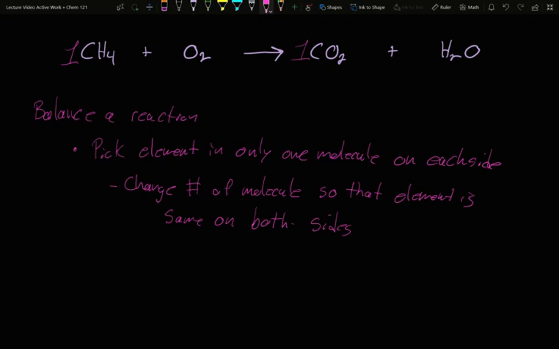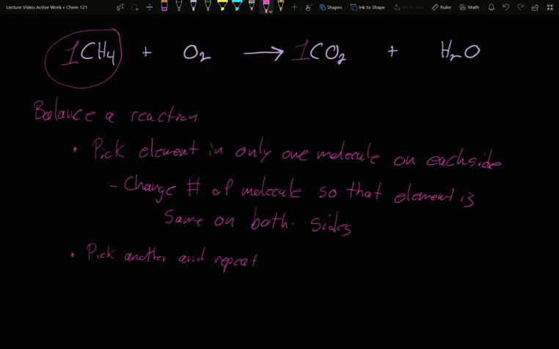And so I've balanced my carbon atoms. They are now the same on both sides. Second step, pick another and repeat. Well, let's look at hydrogen. Hydrogen's on only one molecule on both sides, and I've already set how many hydrogens are on my left.